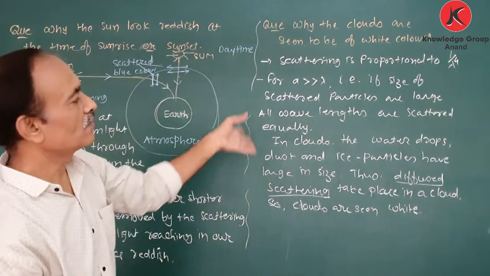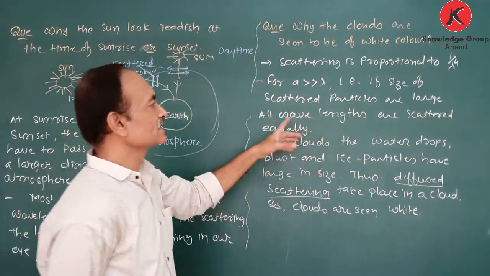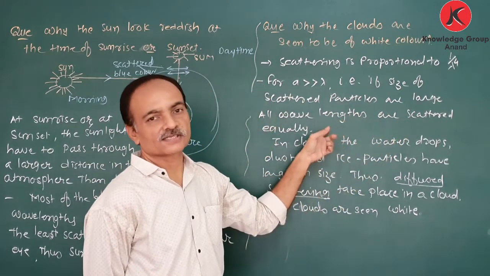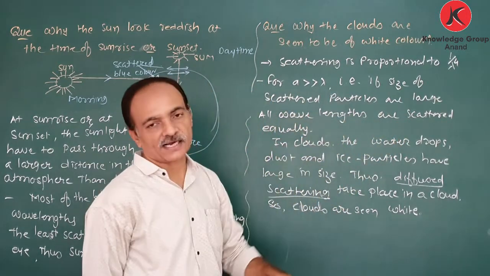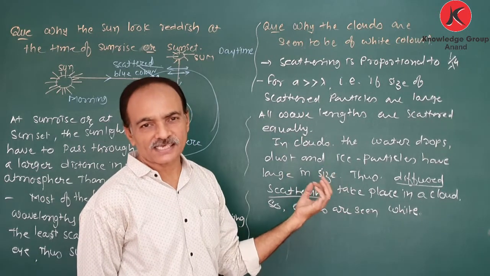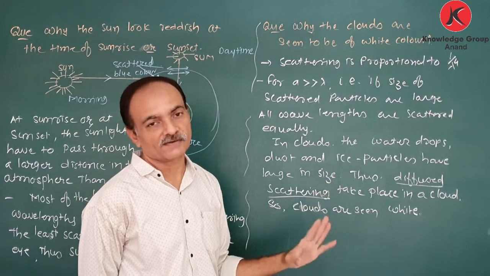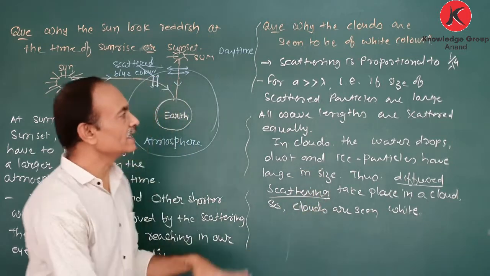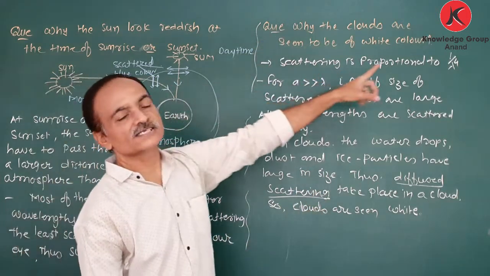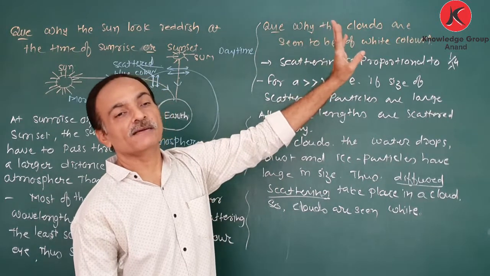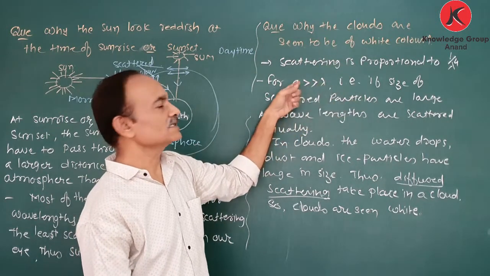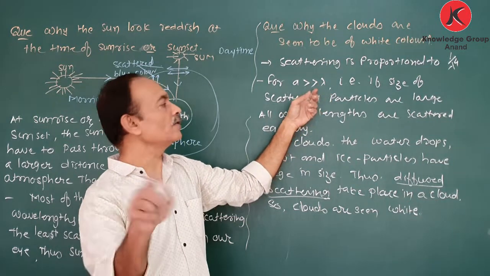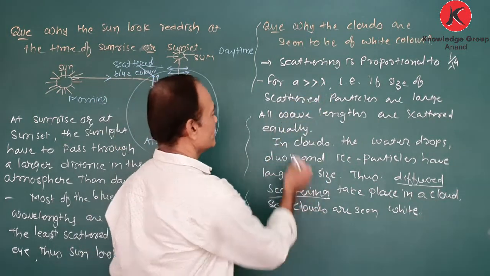Again, in a cloud, what happens? The large particles, that means the water particles or the dust or the ice particles. The size of these particles is very large compared to the wavelength of incident light. So here in clouds, the scattering is not proportional to 1 upon lambda to the power 4, because a is much greater than lambda. Therefore, in a cloud, all the wavelengths are scattered equally.